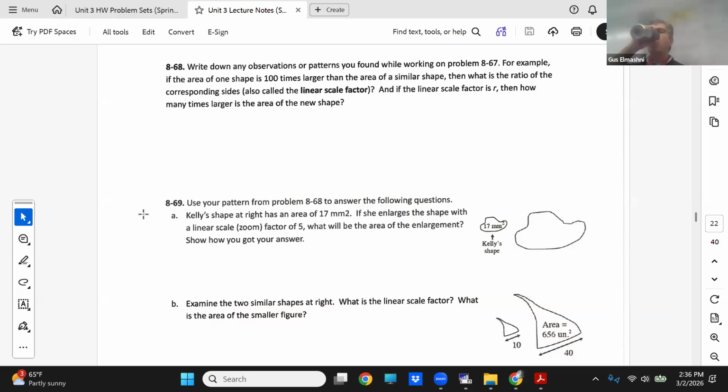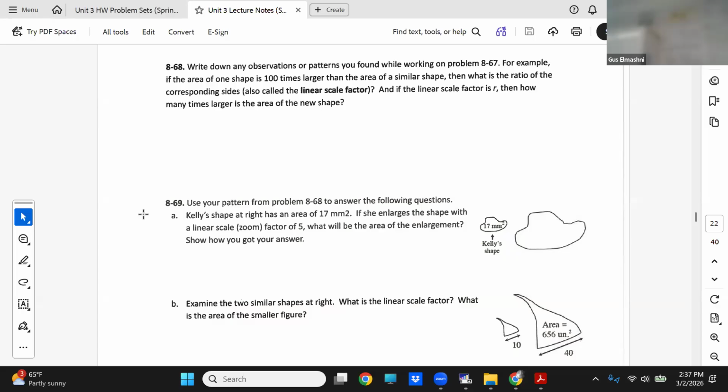Area of one shape is 100 times larger than the area of a similar shape. What's your ratio? Wait, what's the... So now you're giving the area ratio. Guys, going backwards. Wait, so would it be R squared equals 100? Yeah, area. Okay. So R equals 10? Correct.